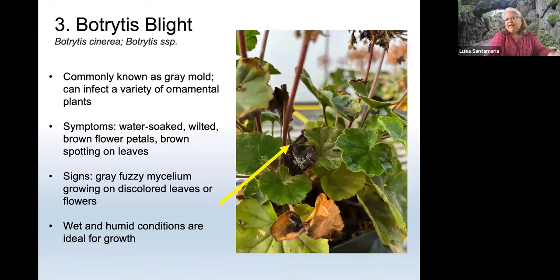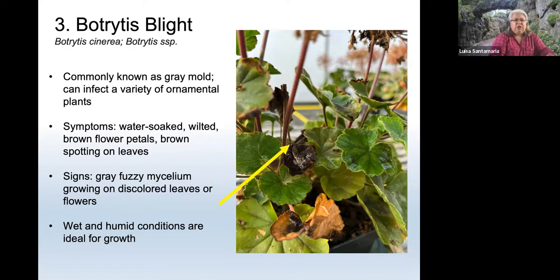Botrytis is also common and specific to the aerial part of the plant. Well, we know it as gray mold, and it affects literally any plant, but a variety of ornamental plants for sure, especially those grown in humid conditions and greenhouses, where the temperature and humidity could be higher than outside. So outside it is hard to see Botrytis, but inside the greenhouses is where we see this pathogen more often.